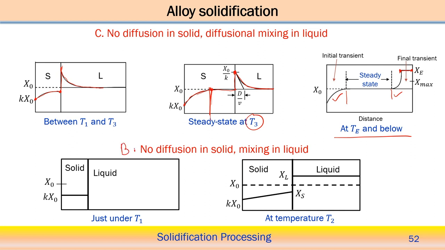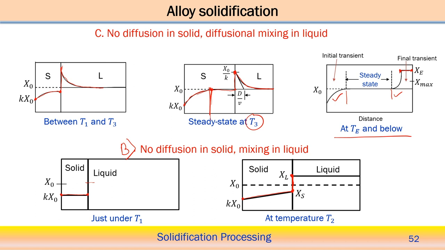Now no diffusion in the solid and mixing in the liquid phase means the second case, case B. When you are discussing this, you need to distinguish between diffusional mixing in the liquid phase and external stirring or convection in the liquid phase. In that case we see it starts with the maximum KX0, but just under T1 it is varying the KX0 composition, and then between T1 and T3, at temperature T2, KX0 tries to reach a certain composition XS. XS is the composition of the solid phase and XL is the composition of the liquid phase, but we are allowing only external stirring, so it is not creating any kind of concentration gradient in front of the interface.